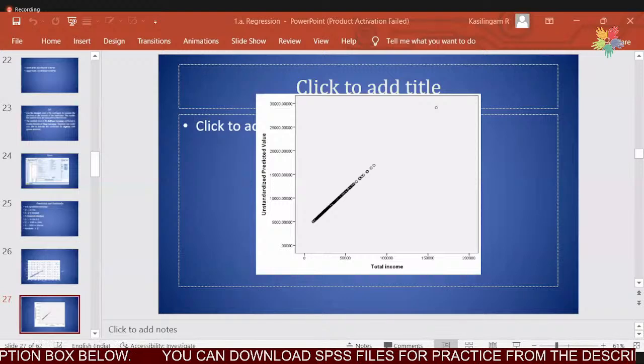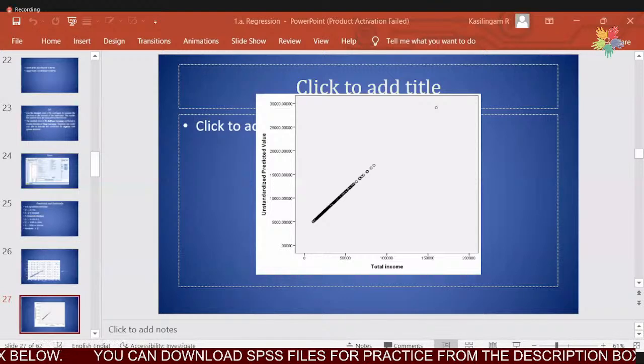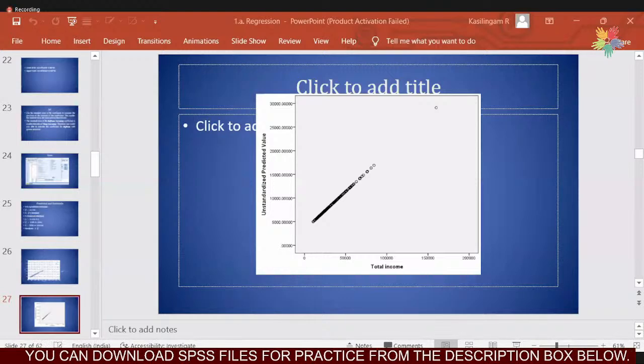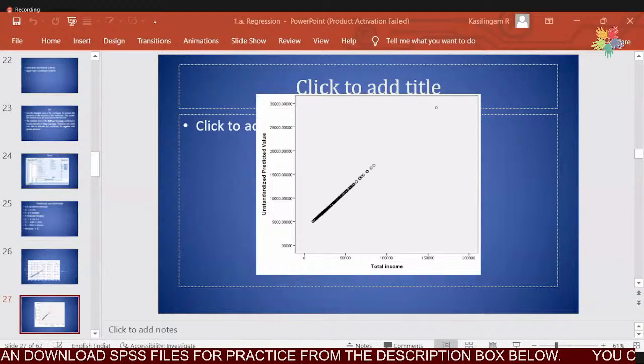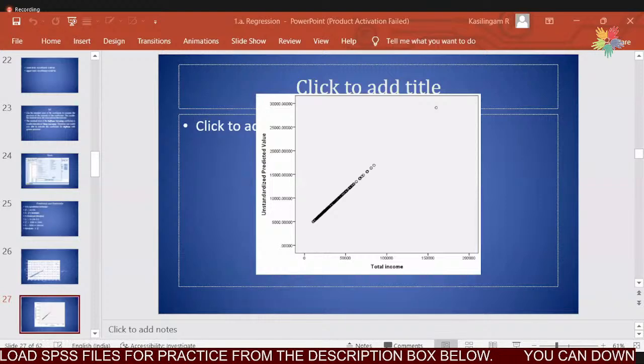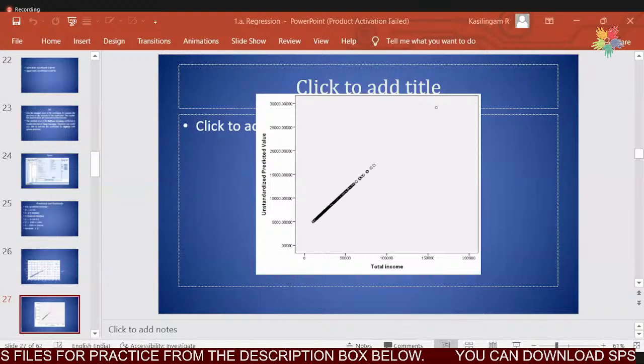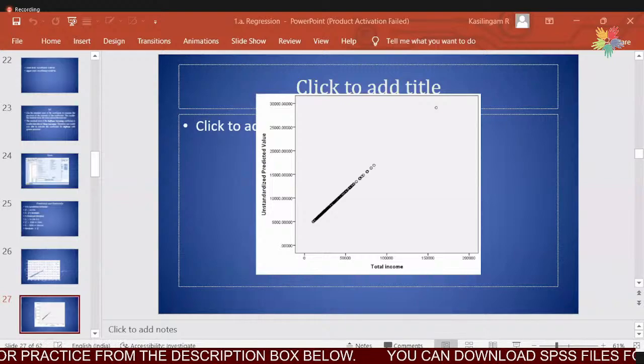Okay, sir. And one last question, sir. You talked about outliers in the initial classes also. Does it come under data cleaning? And do you also talk something on that, sir, somewhere? No, see here, sir.